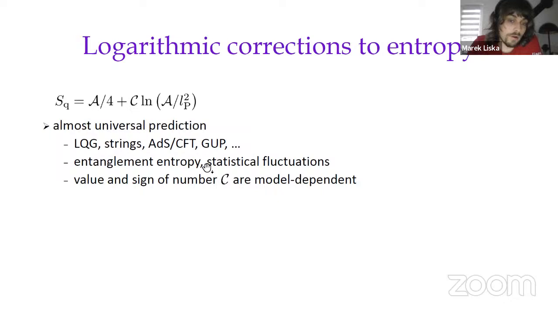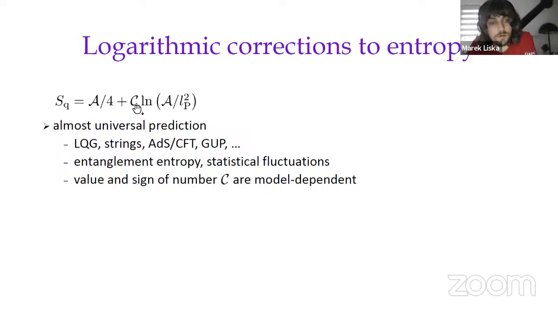And also, if you just analyze general statistical fluctuations of either the causal diamond or a black hole, it has been done in detail for black holes. So this form of entropy, A over 4, and some term proportional to the logarithm of A, seems to be a very generic prediction. The only thing that differs in various theories is the value and sign of this proportionality constant C. It's usually a number of the order of unity, but for example, for loop quantum gravity, it seems to be -3/2. For other approaches, it can even be positive. Anyway, we have a solid prediction for the entropy, which depends on just one unknown parameter.